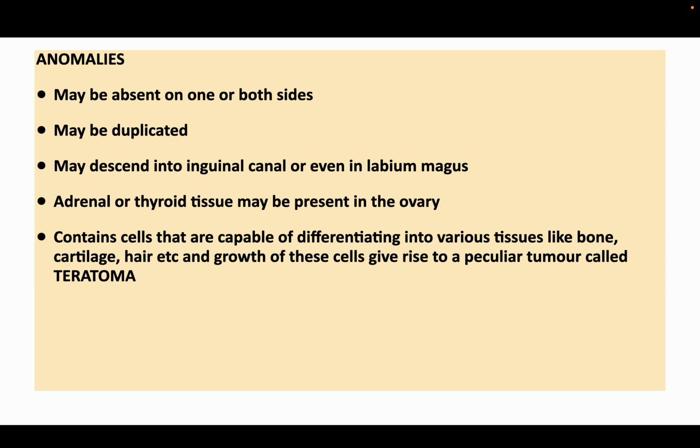Now what are the anomalies which can be seen? The ovary may be absent on one or both sides. It may be duplicated. It may descend into the inguinal canal or even into the labium majus. Then adrenal or thyroid tissue may be present in the ovary. It may contain cells that are capable of differentiating into various tissues like bone, cartilage, hair, etc. And growth of these cells gives rise to a peculiar tumor called teratoma.